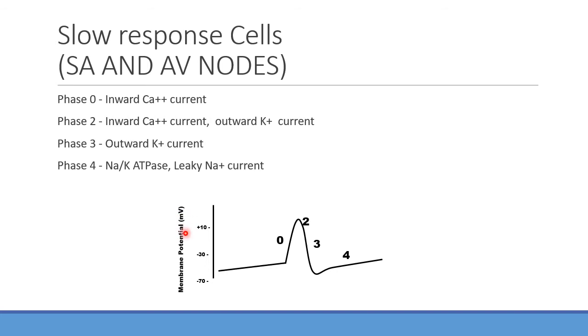What you're going to find is that their ion flow is a little different in several regards. First thing you're going to notice is there's a slope to their phase 4, basically the resting period. You have a gradual increase in positivity, due to sodium flowing in. It's called a leaky sodium current. The sodium potassium pump is still working, but you have a little bit of sodium flowing in at a steady rate, and the potential gets higher and higher until it hits a certain threshold. That's when it triggers depolarization.